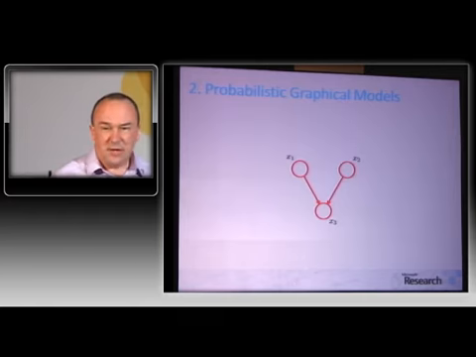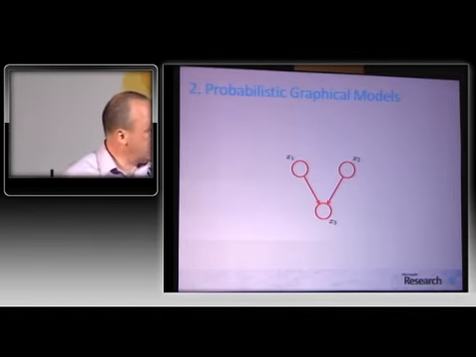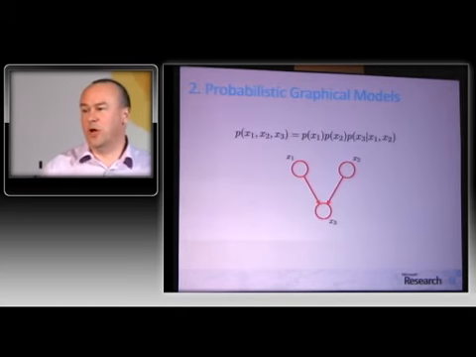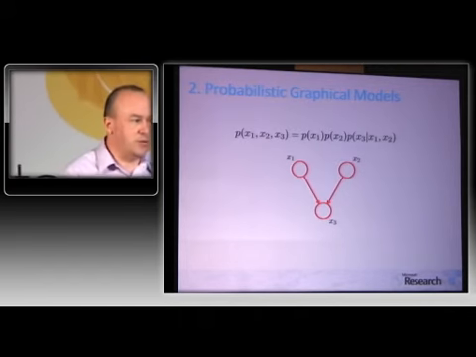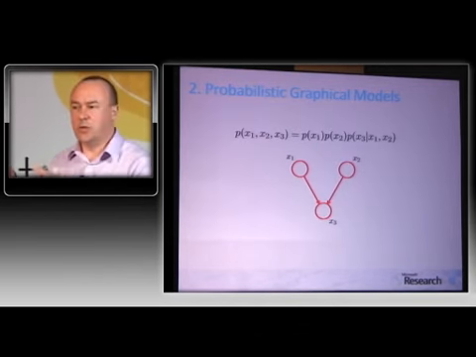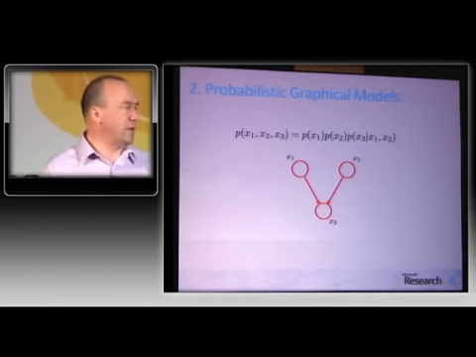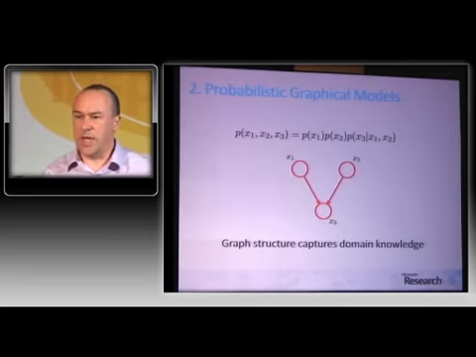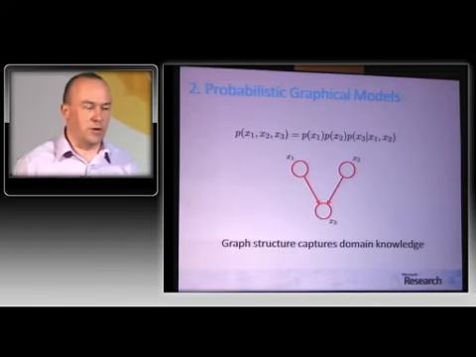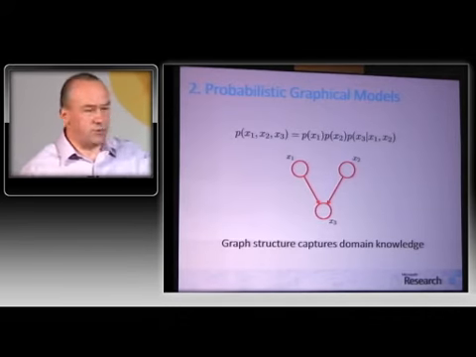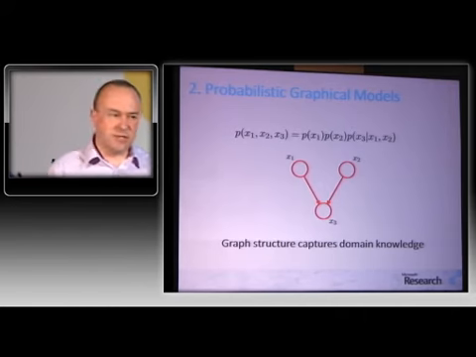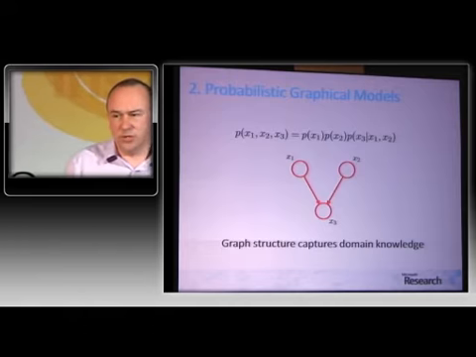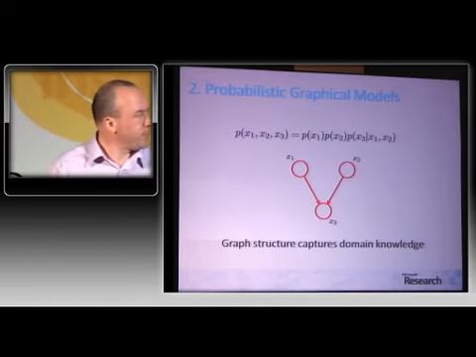And these graphs have a very specific semantics. They describe the way in which the joint probability distribution over all the variables in the graph factorize into small local distributions involving small subsets of the variables. And it's through the structure of the graph that we capture background domain knowledge. So domain knowledge is expressed through the structure of the graph, and then statistical learning, Bayesian learning, is used to work out the local distributions at the nodes of that graph.